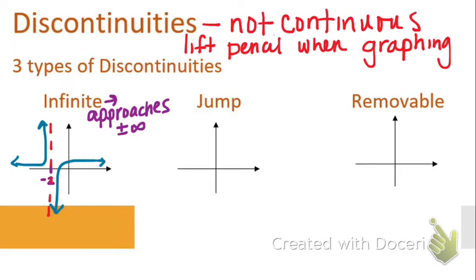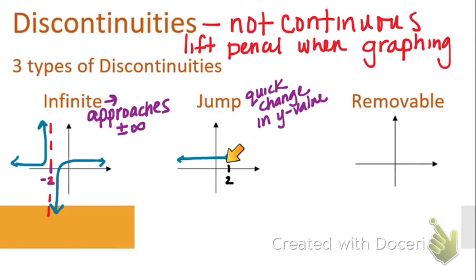The second one is a jump. And a jump occurs where you have a quick change in Y. So let's draw this one. Let's say that at x equals, again, I'm just making up this number, 2. So I'm going to draw a graph that from the left is constant. And then when it gets to 2, it stops. And then it jumps and does something different.